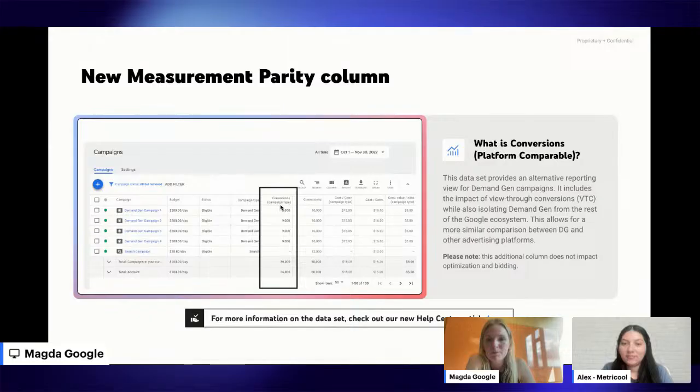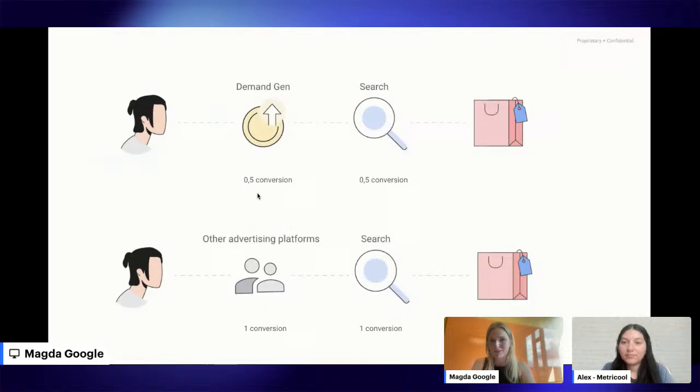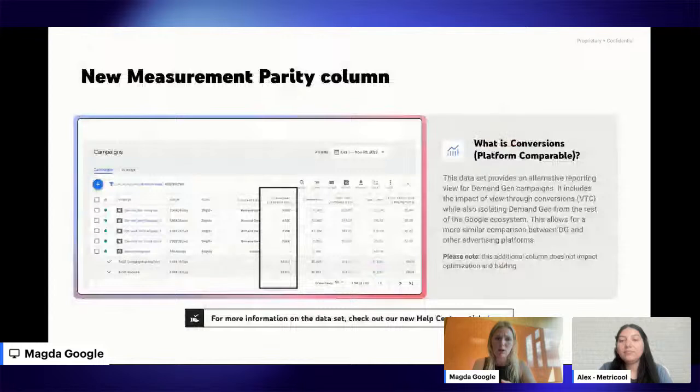So if you open Google Ads and you have this conversion campaign type in the brackets, you would have this isolation of demand gen from the rest of the Google ecosystem. In that case, you would have one demand gen conversion instead of half. And also the view-through conversion will be included here. That will help you make a good comparison and evaluate how demand gen is working compared to similar campaigns in other media.